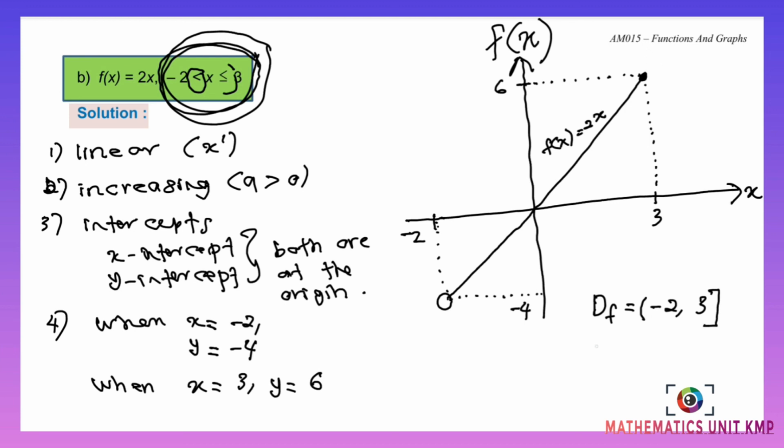That's your domain. And your range is, what is your lowest value? Negative 4. What is your highest value? 6. And 6 here coming from the black dot, so it should be closed. And negative 4 here, empty dot, this one should be open. Right? So this one, I would like to remind all of you, pay attention on the inequality sign.